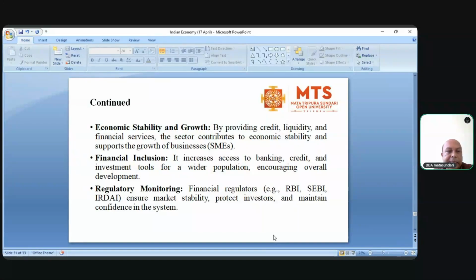And in India, the financial sector is controlled by various regulatory bodies introduced by the Indian government, like the Reserve Bank of India, which controls the banking sector. SEBI basically controls the stock exchange, and IRDAI basically controls the insurance sector.